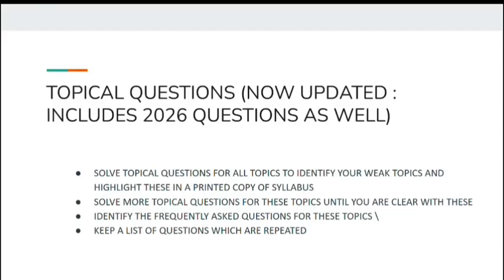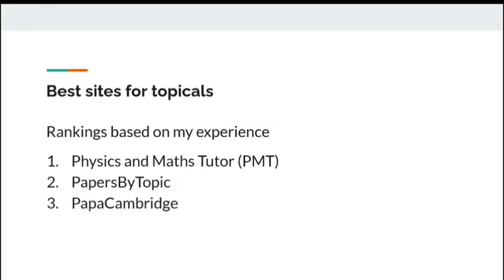Second, get a physical printout of the syllabus and highlight every topic you struggle with in red. This becomes your war map for the month. Third, use the best resources. I rank physics and maths tutor first for high-speed drills, PapersByTopic second for niche subsections, and PapaCambridge third for checking historic mark schemes.